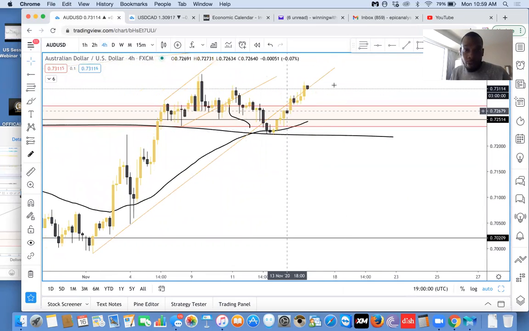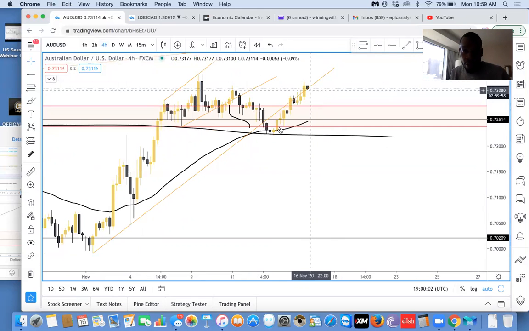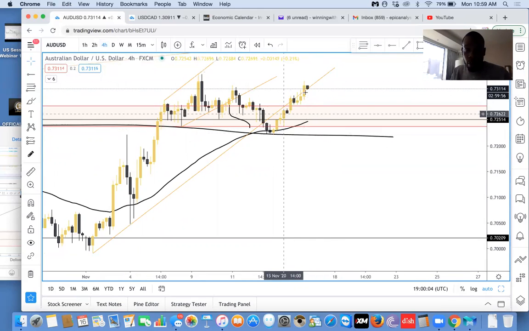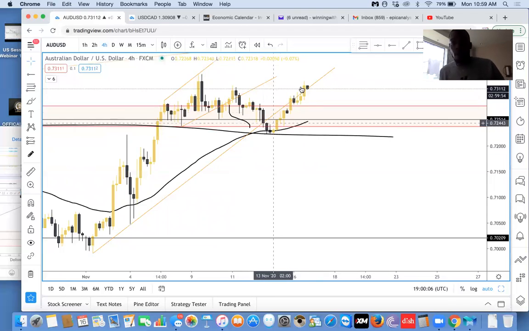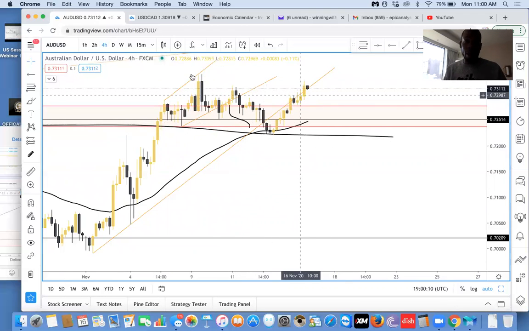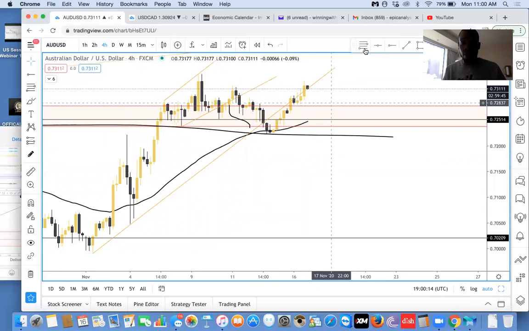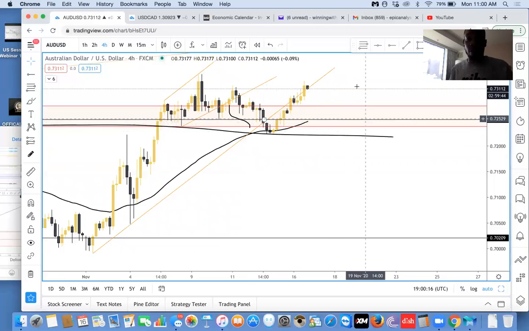So AU, I really don't like how this looks right now because it's already overextended to the upside, and my bias would be more so bullish. But with this, I wouldn't like to buy it at these highs. I would have to wait for that retracement, try to get in on that, and then try to ride it to the upside after we confirm that it's just a retracement to go higher.